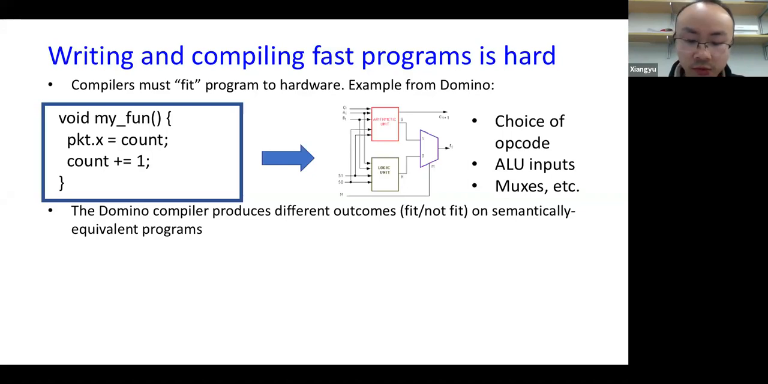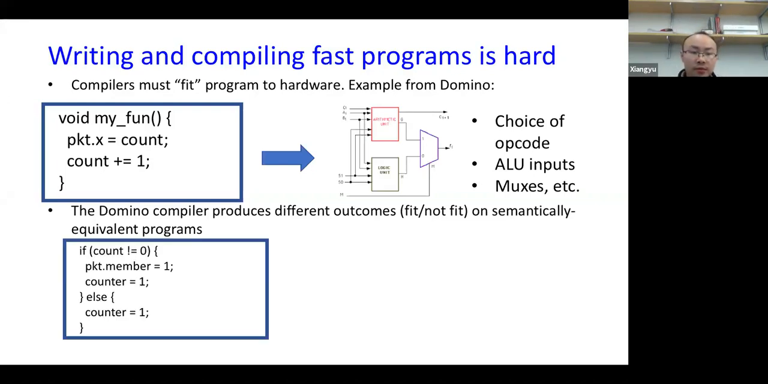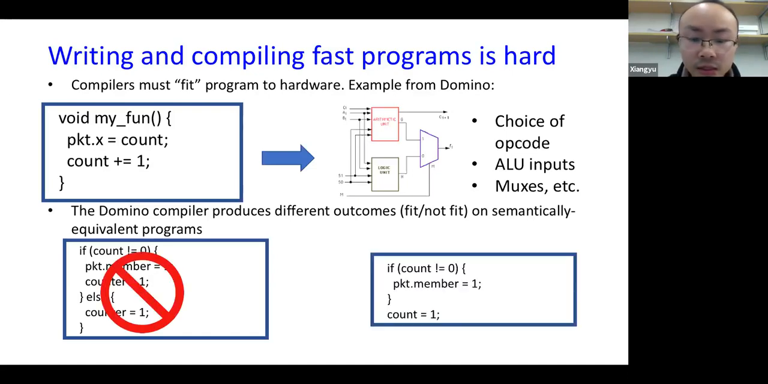Let's look at a real example from Domino. Let's say you want a program that sets an indicator variable for the first packet. You could write it in this way, right? However, the Domino compiler will fail to find a hardware configuration to implement it. But if you rewrite it into this version, which is semantically equivalent, now Domino can find it, because the Domino compiler's heuristics are not intelligent enough to realize that these two programs are actually the same.